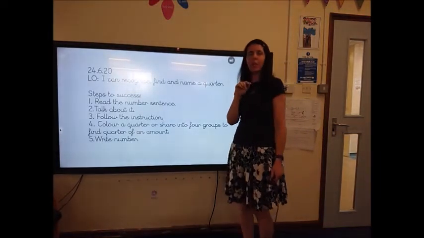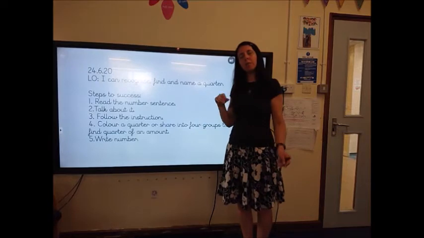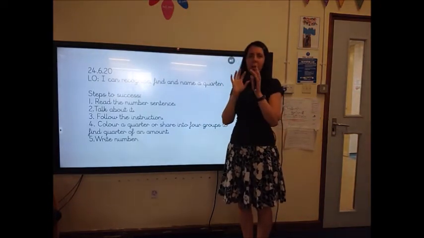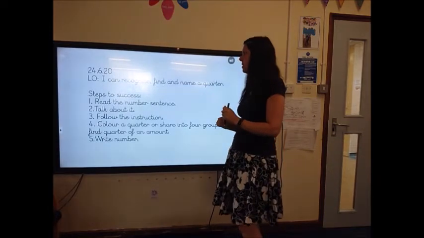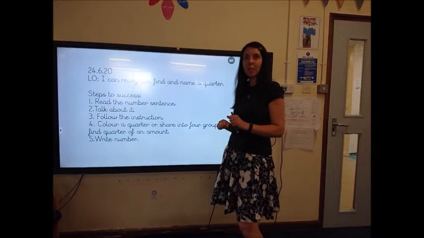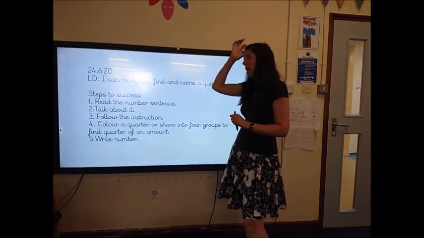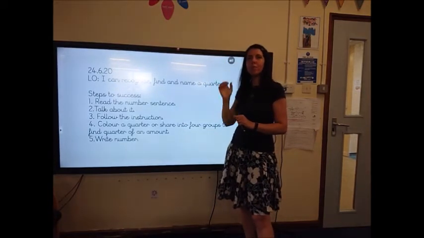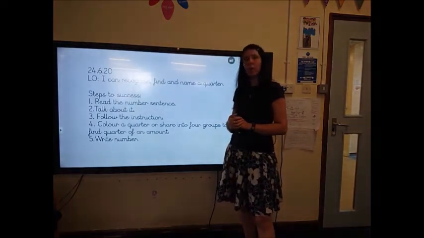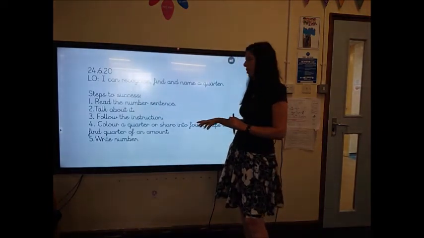Okay, so let's have a look at today's activity. I said we're going to be using our fractions today, and we're going to be finding them, recognising them, and naming them. So different activities just to show all the skills that you have picked up today. As usual, number 1 says read the number sentence. We're going to talk about it with your grown-up and then follow those instructions.